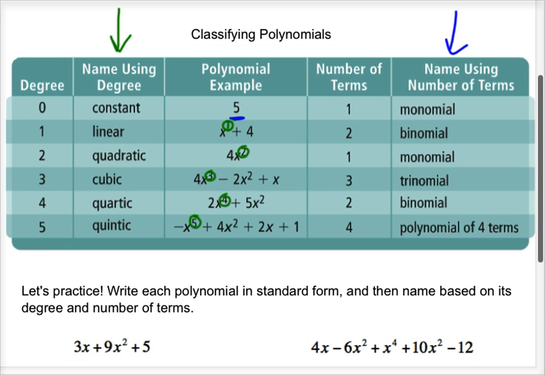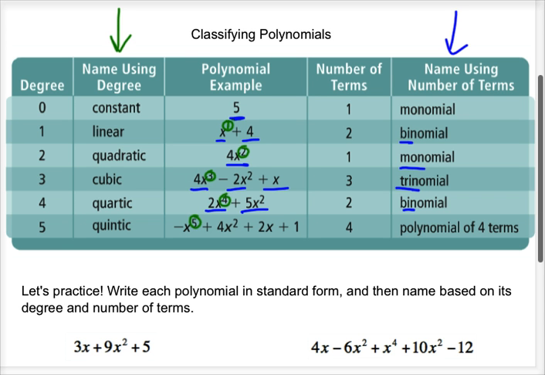Binomial, that prefix bi means two terms. Now here we're back down to a monomial again, a single term. But look at the next one, tri. Again, tri, think triangle. Think 1, 2, 3 terms. Okay? Binomial means 1, 2 terms.